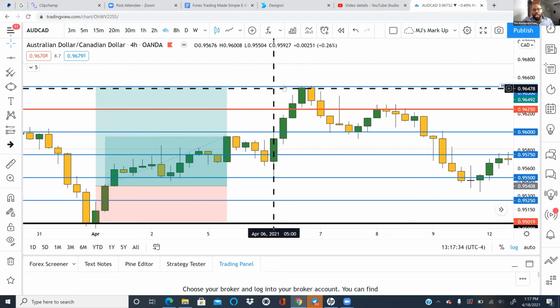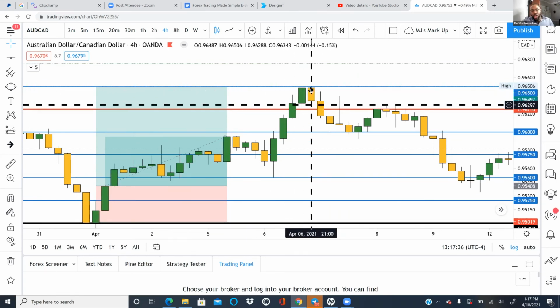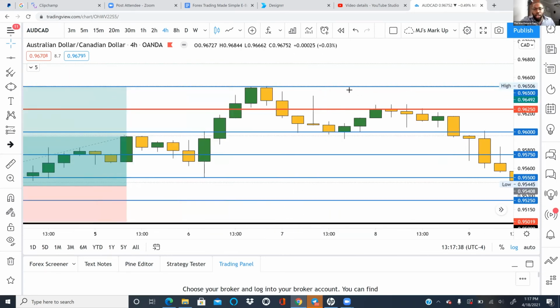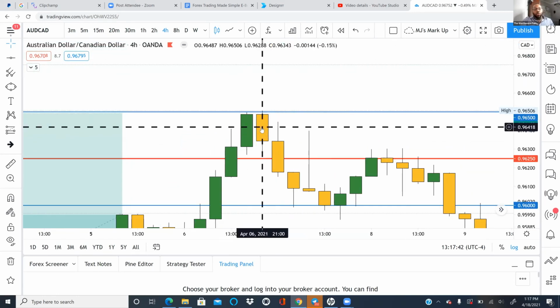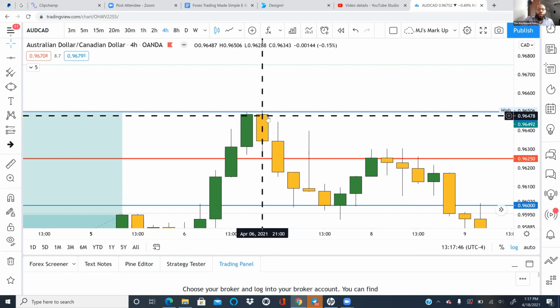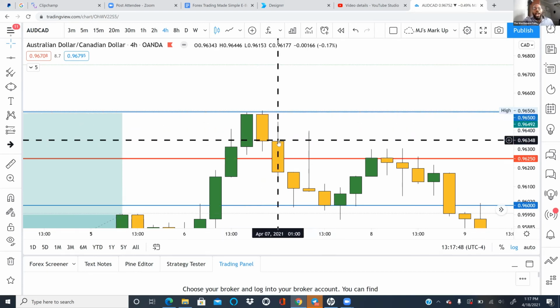And as you see, it would have hit that right there. And then it would have turned around. If you're a price action trader, once again, you would have seen that this right here is a railroad track or a tweezer top to some people. You got a tweezer top at 0.950. Get out of the trade.